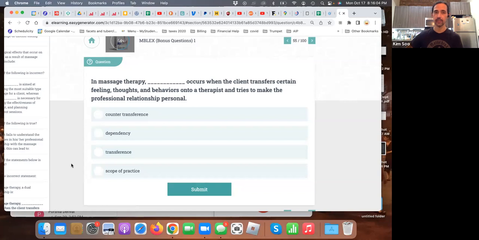In massage therapy, what occurs when a client transfers certain feelings, thoughts, and behaviors onto a therapist and tries to make the professional relationship personal? What occurs? Countertransference, dependency, transference, or scope of practice? Which one occurs when the client transfers certain feelings, thoughts, and behaviors onto a therapist and tries to make the professional relationship personal? Which one?